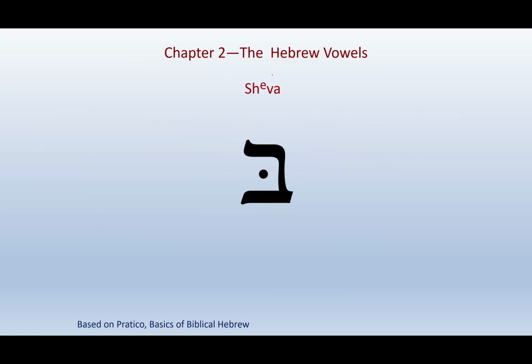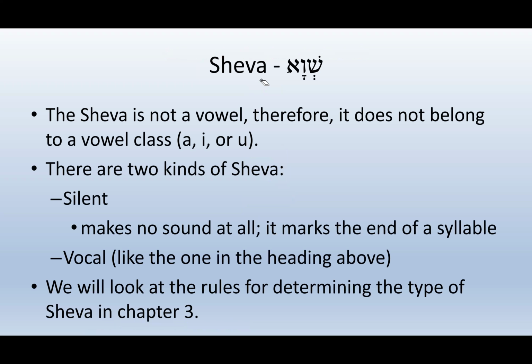Shva. Notice that the E is superscript. I don't always do this, but it's because the E vowel is almost not there. So with shva, you don't say shva, you say shva. The E is just so fast. So that's a bet with a dagesh, so it's a B sound, and there's a shva. B, it's still B, but it's really fast. The shva is not a vowel, therefore it doesn't belong to a vowel class like A, I, or U.